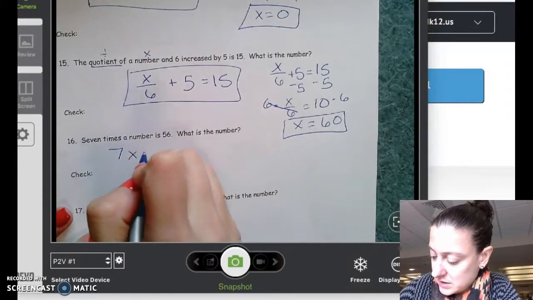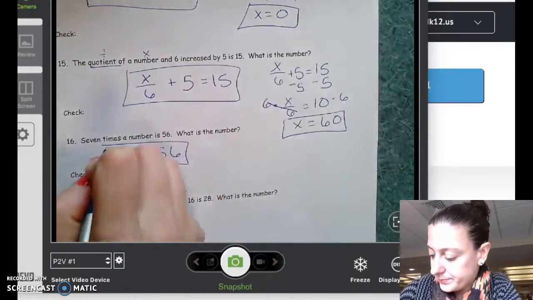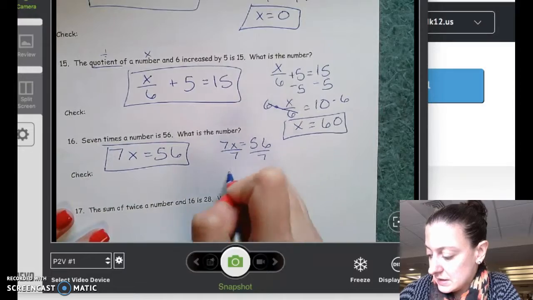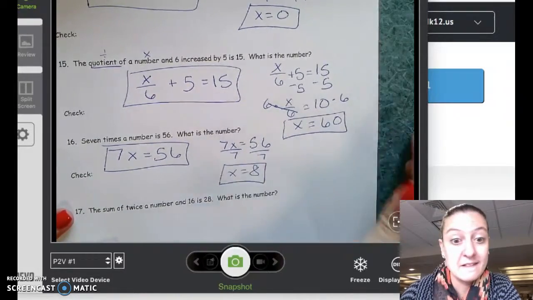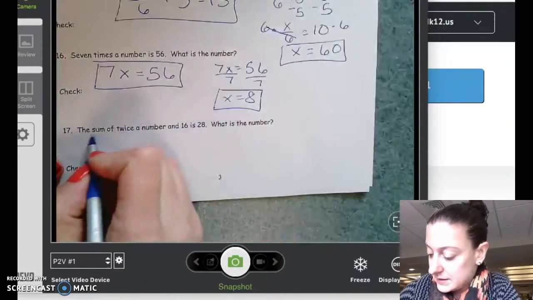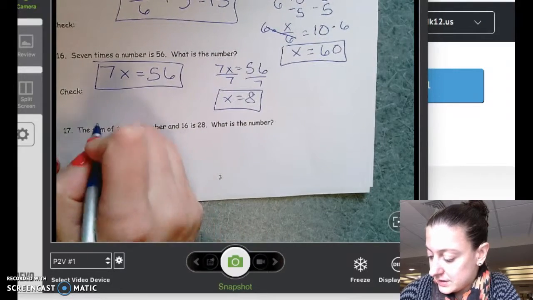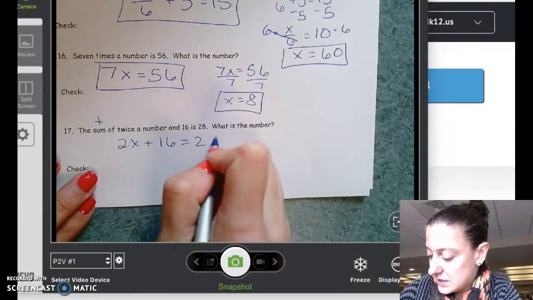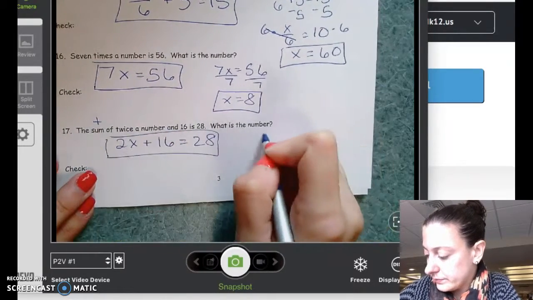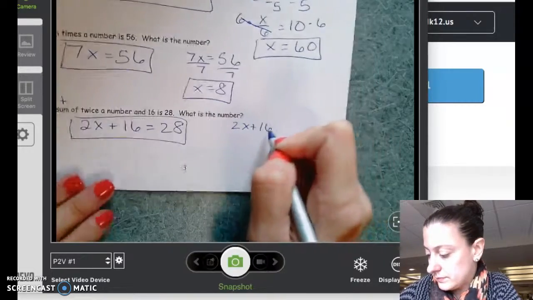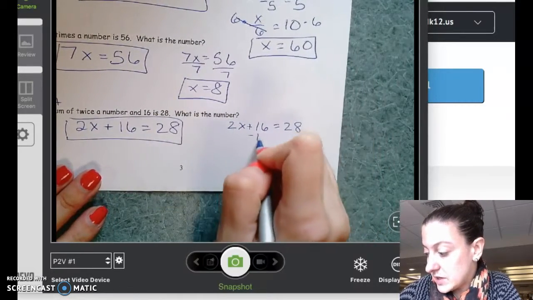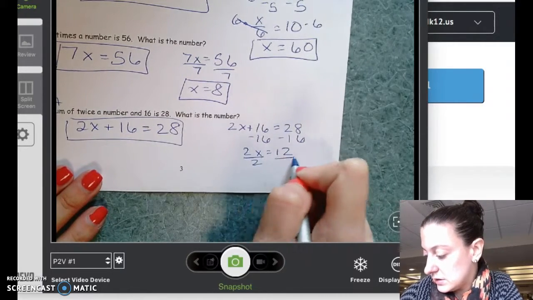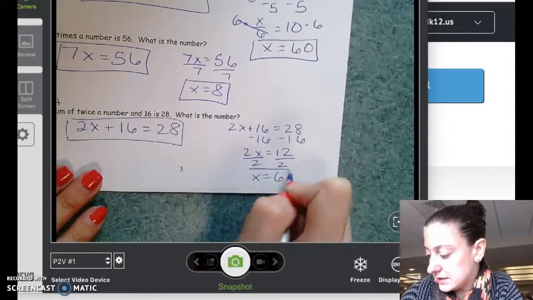7 times a number is 56. That's our first part. What is the number? X equals 8. Last one. The sum of twice a number, sum means add, twice a number and 16 is 28. That's part 1. Subtract 16. 2x equals 12. Divide 2, x equals 6.